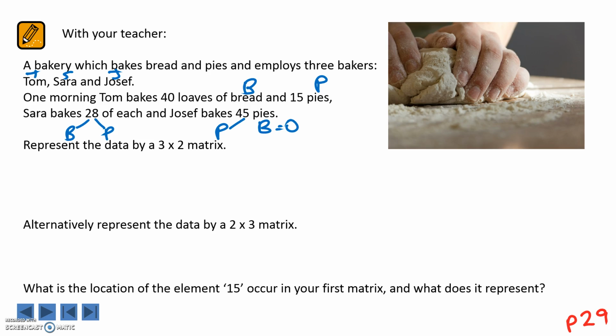From that information, represent the data by a 3 by 2 matrix. So we're going to have 3 rows and we're going to have 2 columns. So it's kind of going to look like that. You might choose to do something until you get familiar with that. So it's 3 lots of one type of information: Tom, Sarah and Joseph.